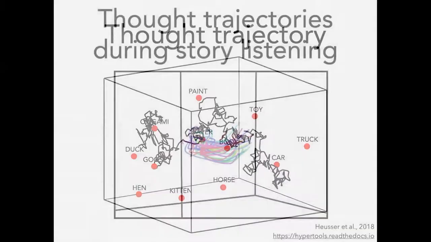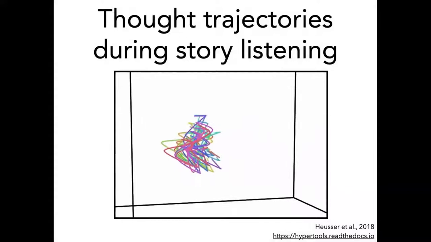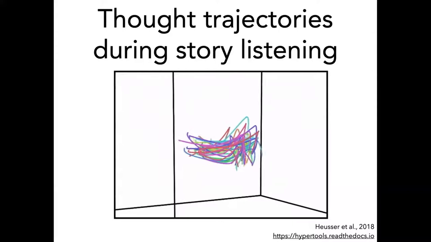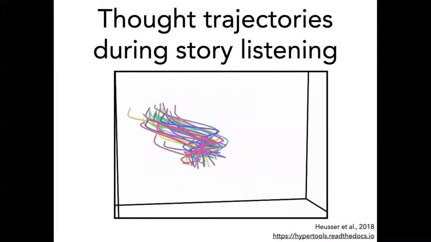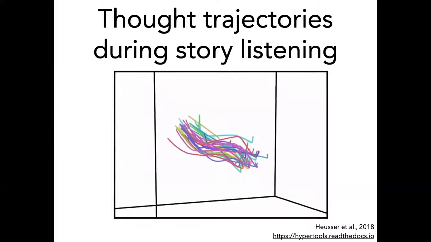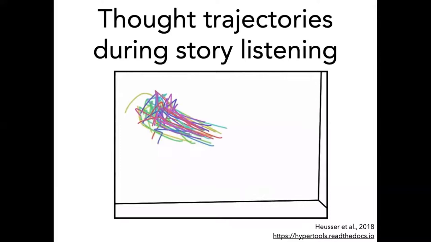Here are some real thought trajectories from people who are listening to a 10-minute story. Each color represents a different person. And just by looking at this animation, you can start to get a sense of what's happening in people's thoughts. For example, you can see that there are certain points in the story where everyone's thought trajectories kind of deflect at the same moment. Maybe those are like high-level plot changes in a story. And you can also see that even though these people all have similar thoughts, they're not identical.